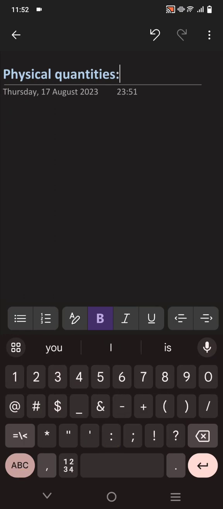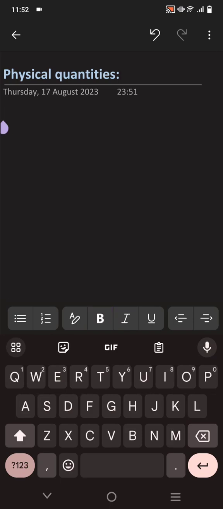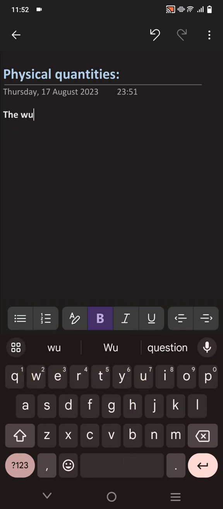Hello everyone, in this video we're going to be looking at physical quantities. Alright, so let's just start here. What are physical quantities? The quantities that can be measured. First of all, we need to be clear on what physical quantities are. The quantities that can be measured are known as physical quantities.